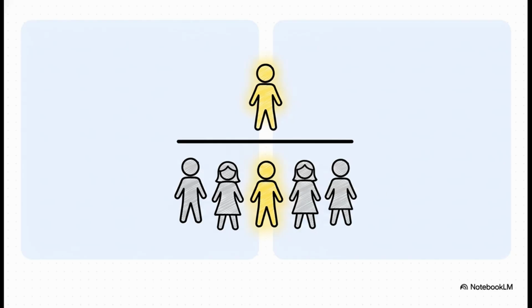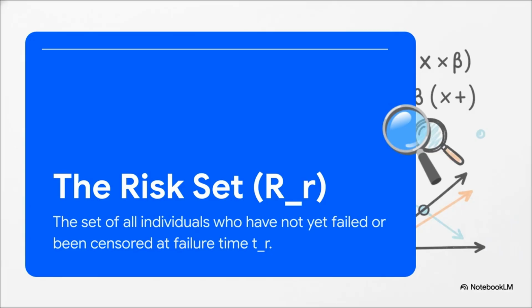So what you're really looking at is a ratio. For every single time an event happens, say a patient has a relapse, we calculate this. The numerator on top is basically the risk score for the one person who just had the event. The denominator on the bottom is the combined risk score of everyone who is still in the study and could have had that event at that exact moment. And that group in the denominator is called the risk set.